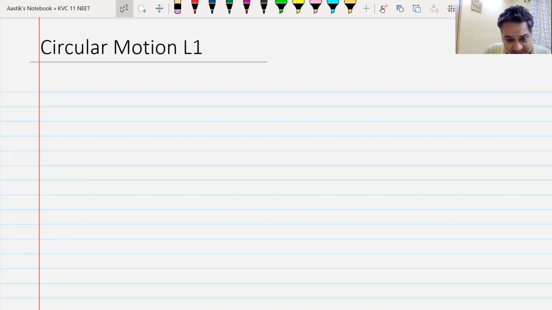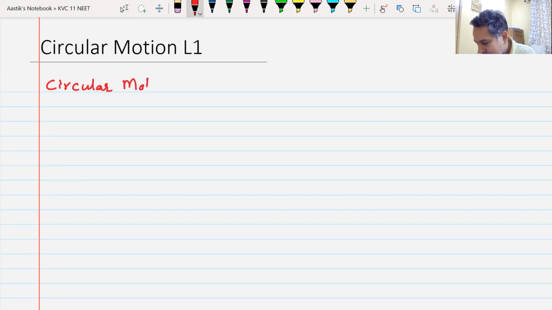Now, first of all, to begin with, we must understand what is a circular motion. So, can you tell me what is a circular motion? Can anyone tell me what is a circular motion? What do you understand by circular motion? Yes, tell me fast. What do you understand by the concept of circular motion? Anyone? Yes, beta? You're not audible properly.